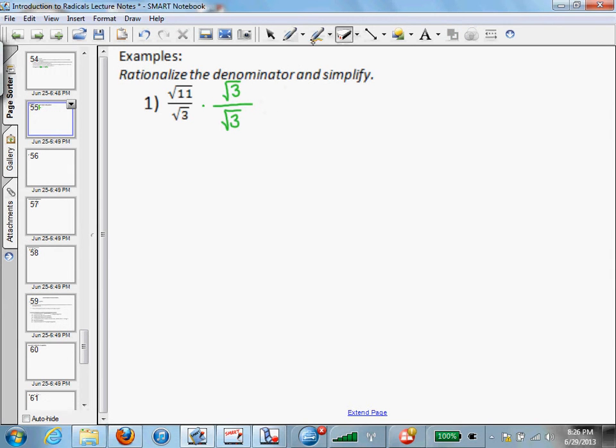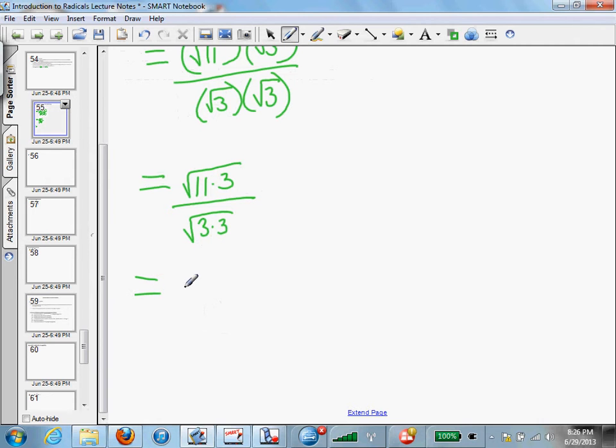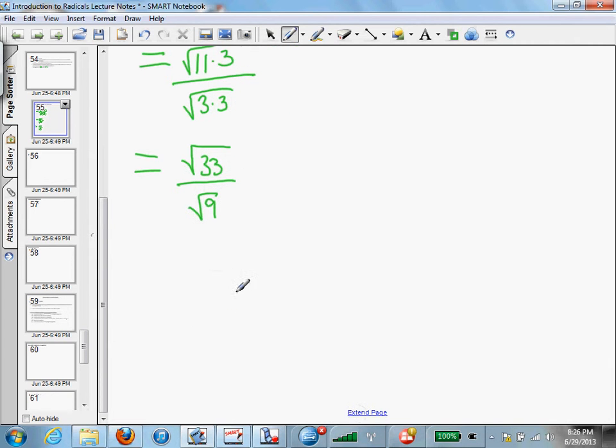And if we simplify this, on top we'll have the square root of 11 times the square root of 3, over the square root of 3 times the square root of 3. What happens on top? You get the square root of 11 times 3. And on bottom you have the square root of 3 times 3. To carry this out, we have the square root of 33 on top because that's 11 times 3. And on bottom we have the square root of 9.